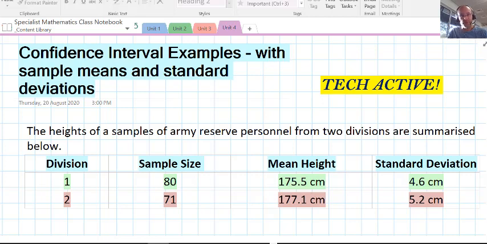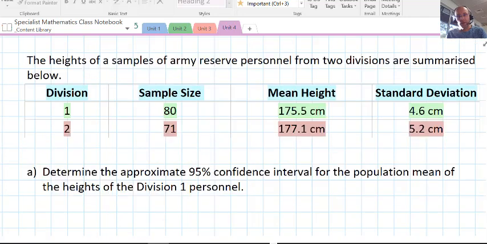Confidence intervals, we're doing some examples, and we're doing cases where we've got confidence intervals and sample means and sample standard deviations. And look, we're going to call this tech active, but there's still going to be a few by hand verifications here. So there'll be some by hand calculations, but we're going to showcase the use of technology here too.